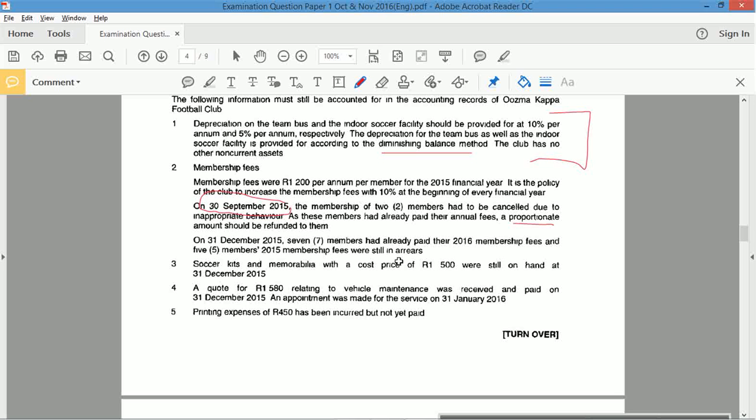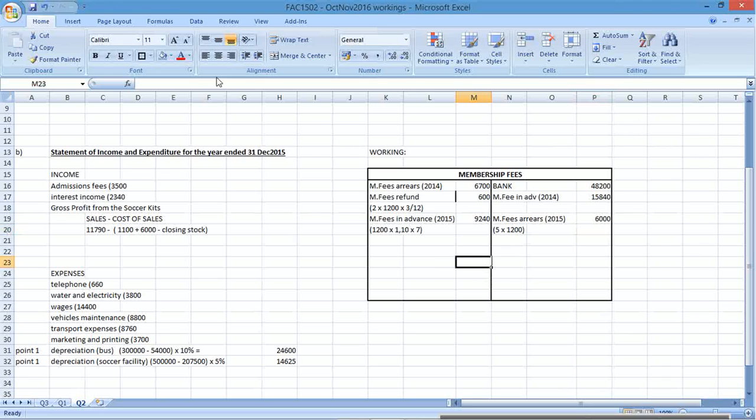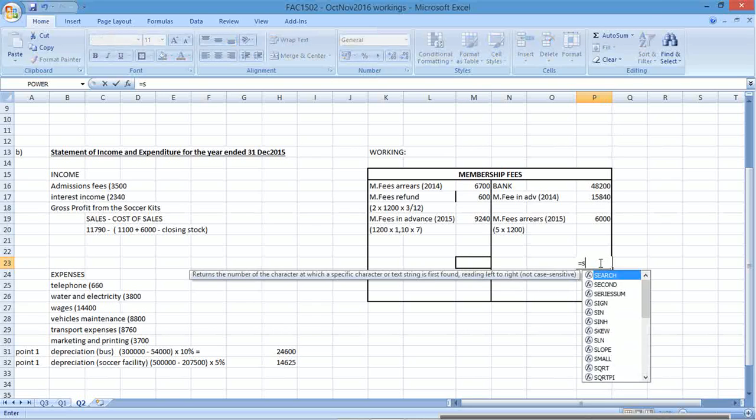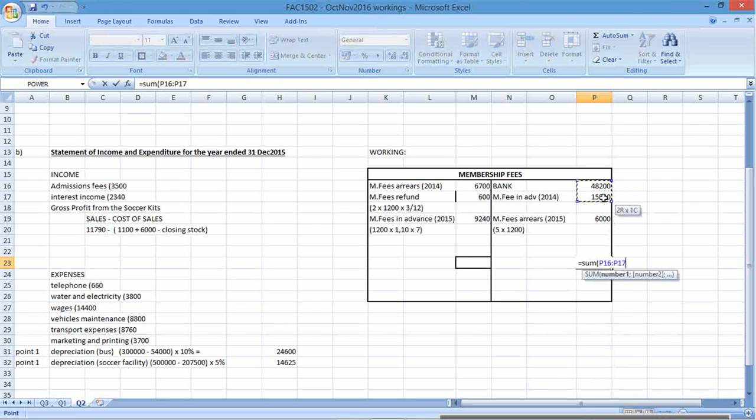Okay. Anything else? That's it. Fine. So now, balance off. Okay, so which side's bigger? This side looks a lot bigger. Sum of all of that. Okay, so you want this on both sides. Balancing figure goes to profit and loss.